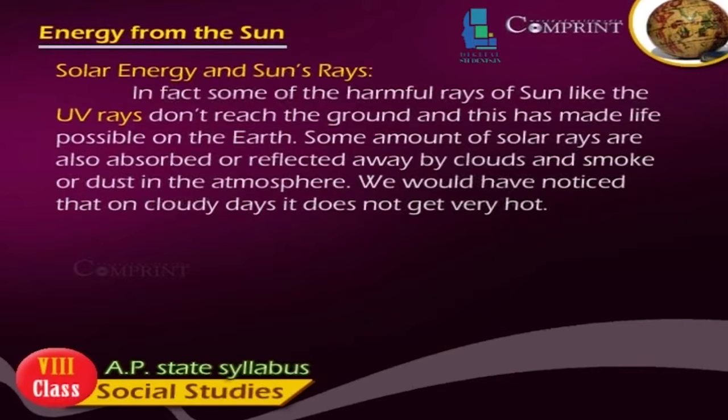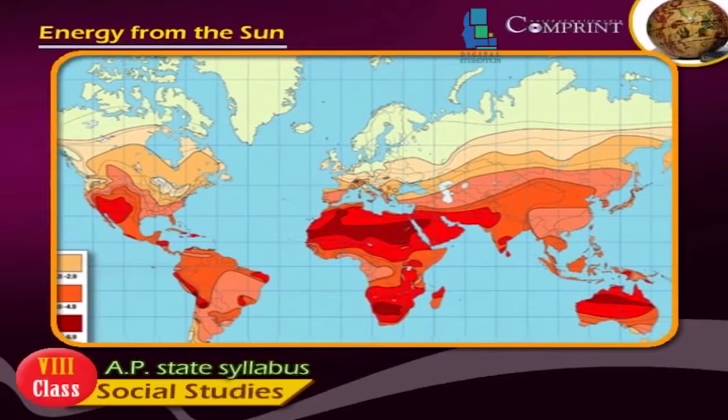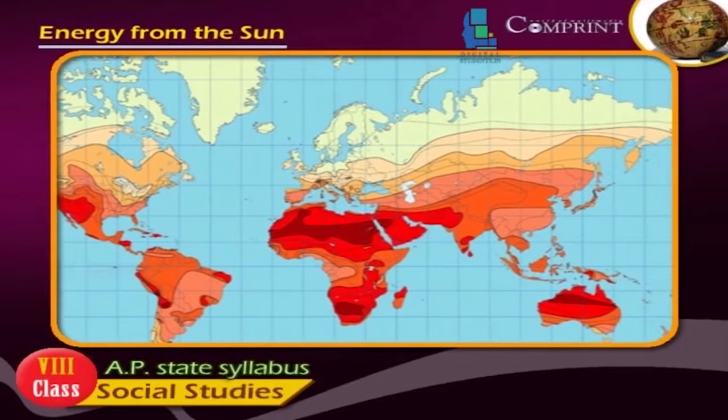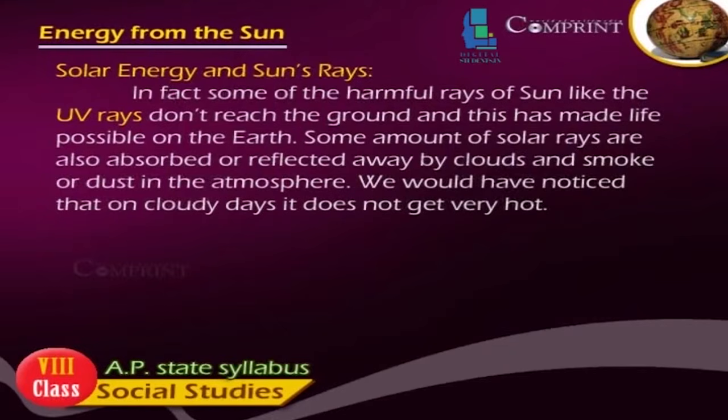In fact, some of the harmful rays of the sun, like the UV rays, don't reach the ground, and this has made life possible on the earth. Some amount of solar rays is also absorbed and reflected away by clouds and smoke or dust in the atmosphere. We would have noticed that on cloudy days, it does not get very hot.